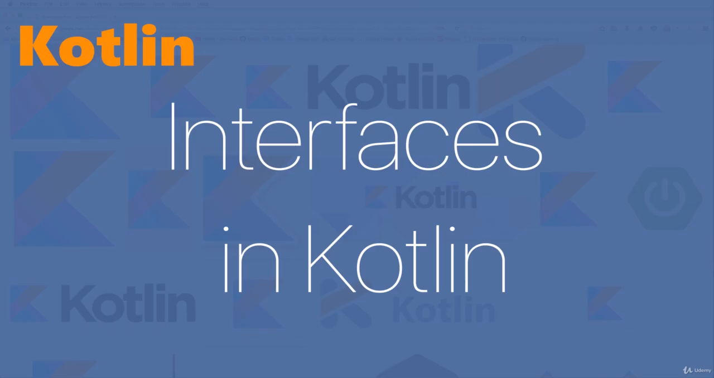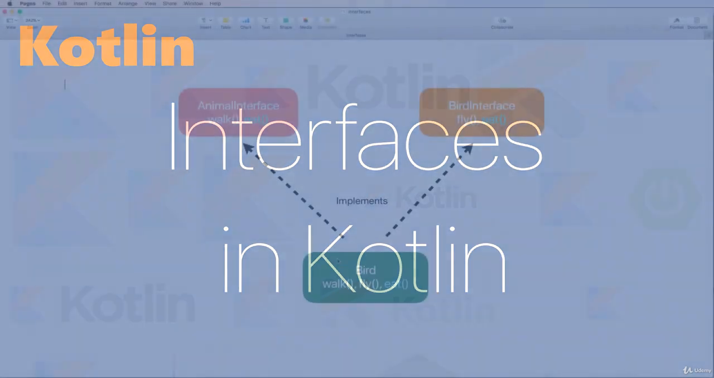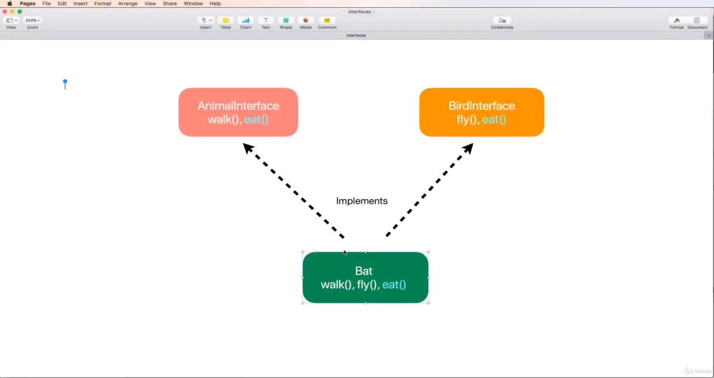Hi everybody, in this video I will talk about interfaces in Kotlin. Now you start with this diagram. We have the animal interface, and we have a bird interface, and the interface only contains functions and function definitions. So the bat class implements two interfaces, the animal and bird interfaces.